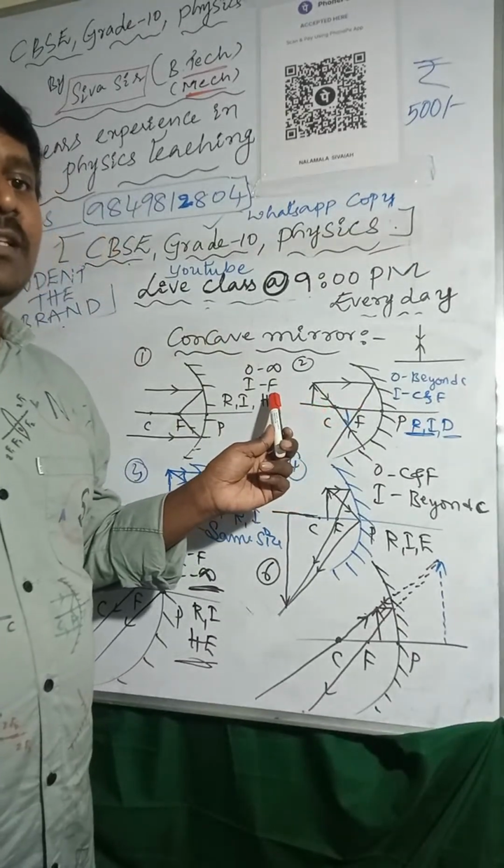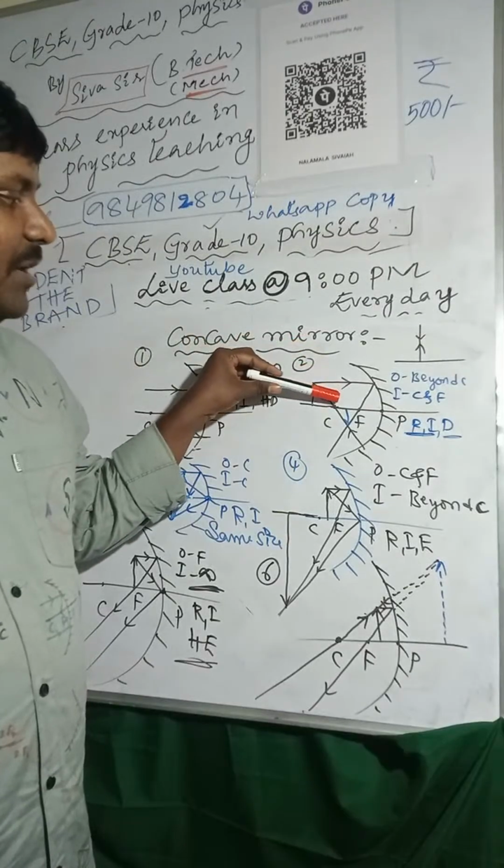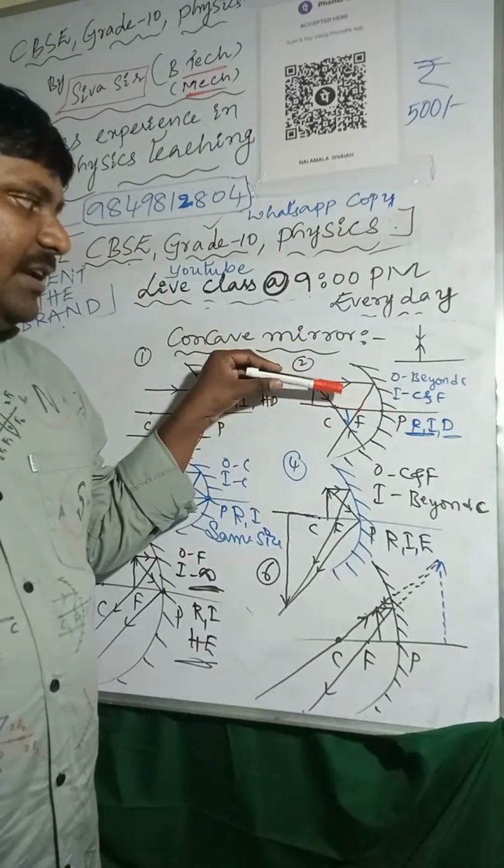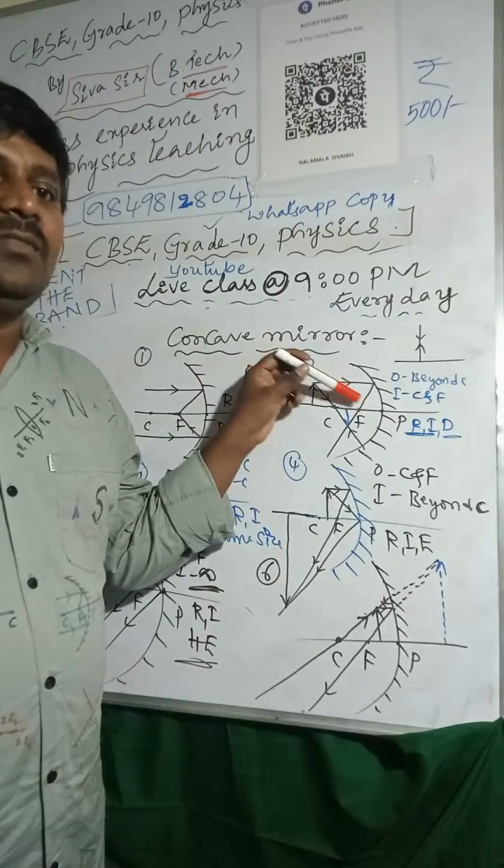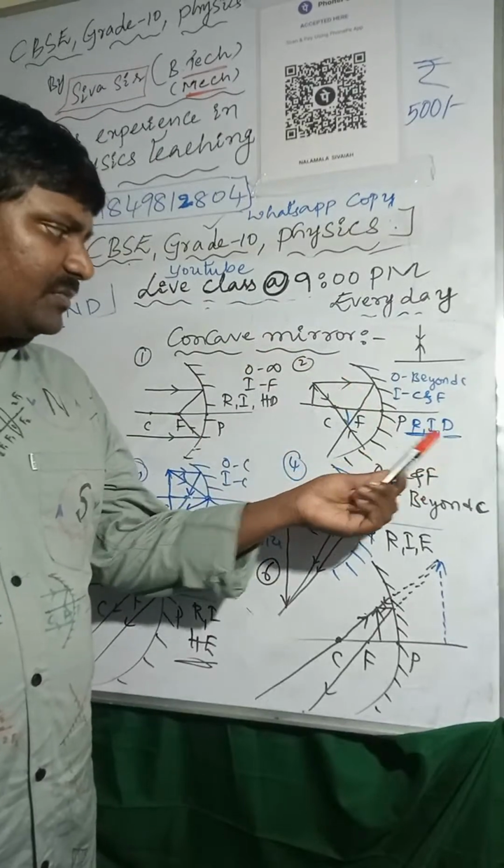So here in this case, object is placed beyond center of curvature. Image will form between C and F. What is the nature of the image? Real, inverted, and the size of the image is diminished.